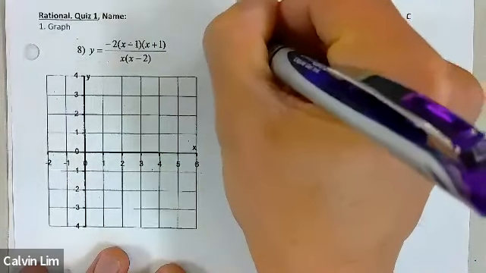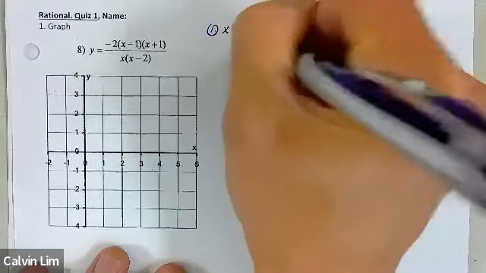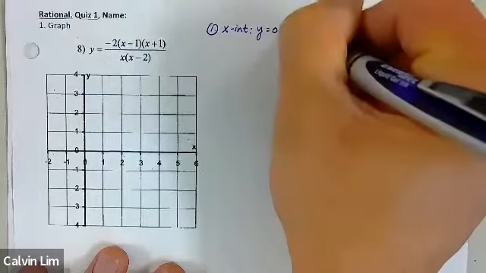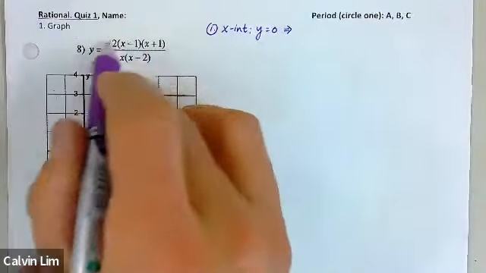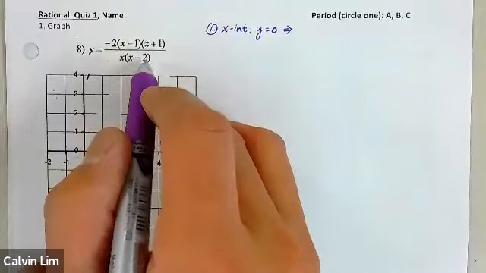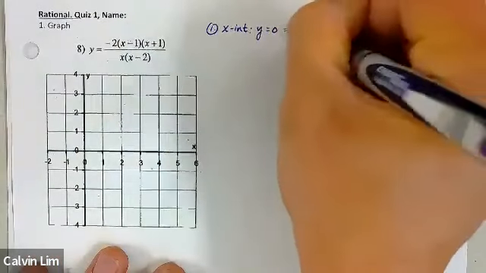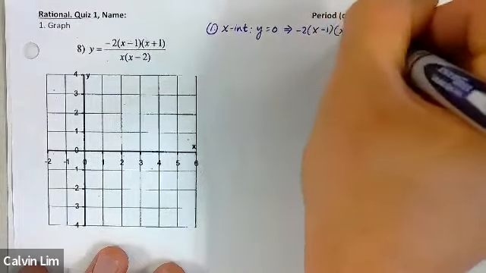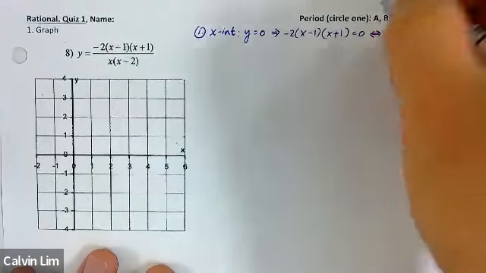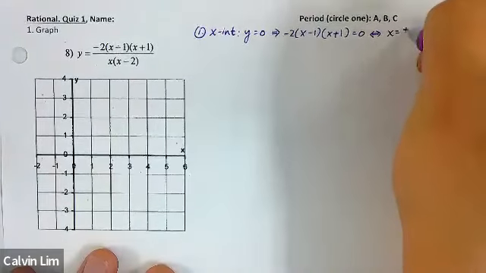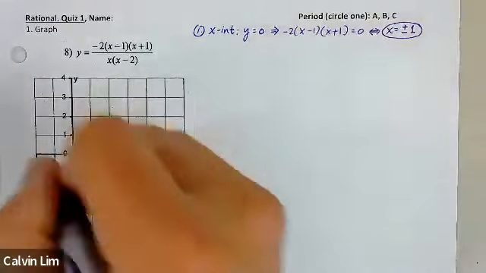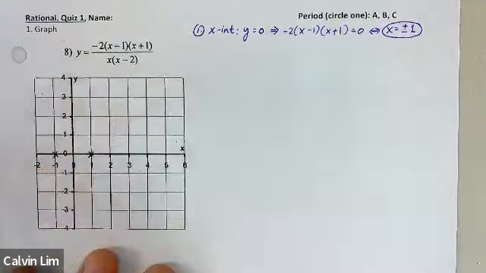The intercepts, okay? So start with the x-intercept. To get the x-intercept, you set y to 0, right? For this to be 0, what has to be 0, the numerator or the denominator? The numerator, right? So -2(x minus 1)(x plus 1) equals 0. For this equation to be true, either x equals +1 or -1. Okay, straight away put down the points on the graph.